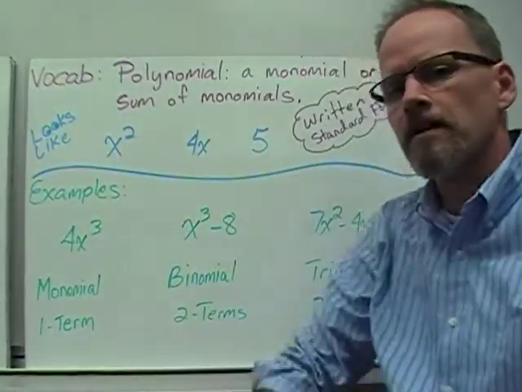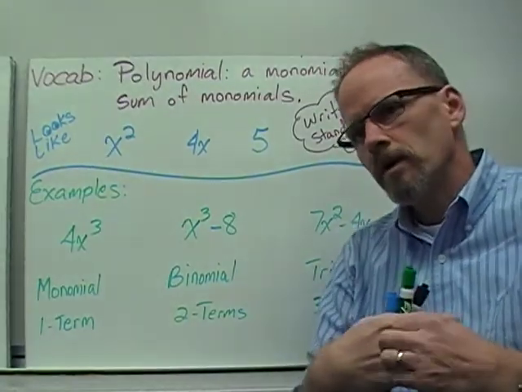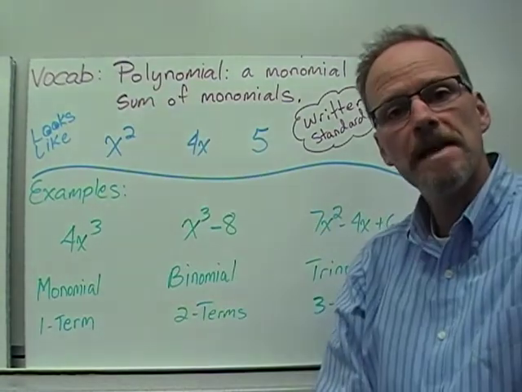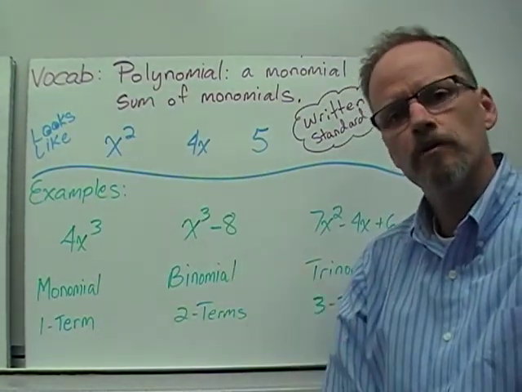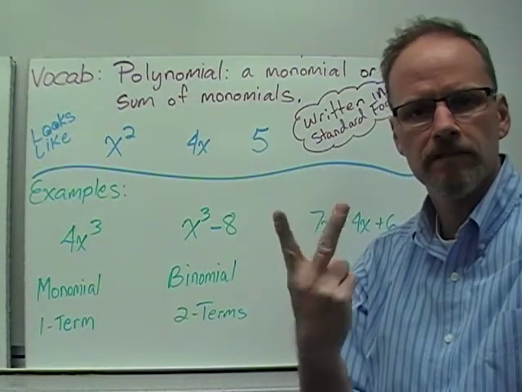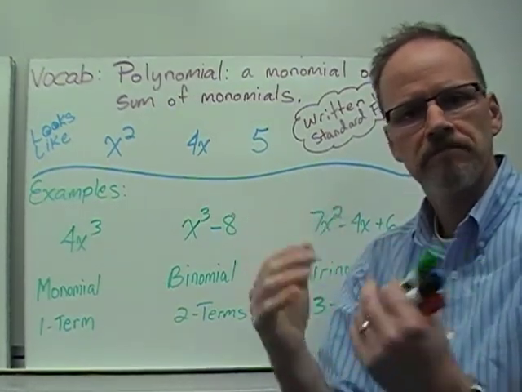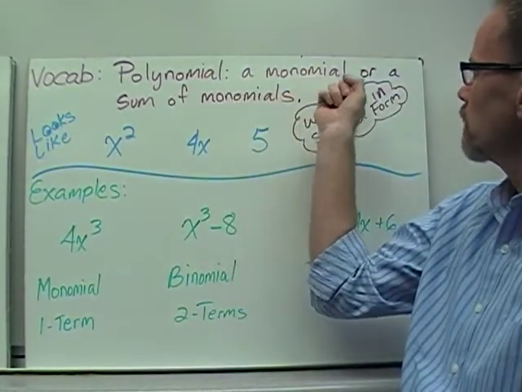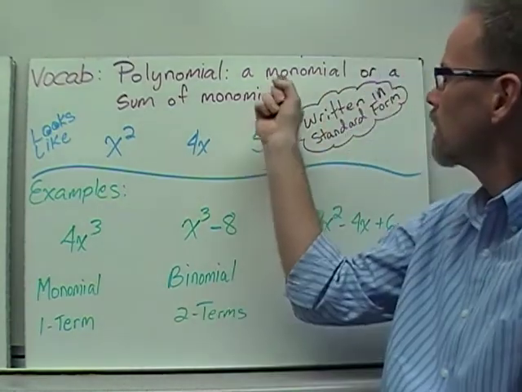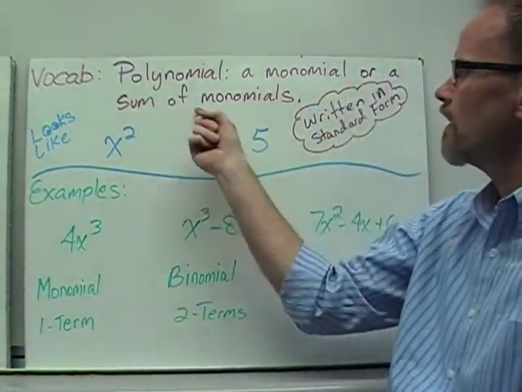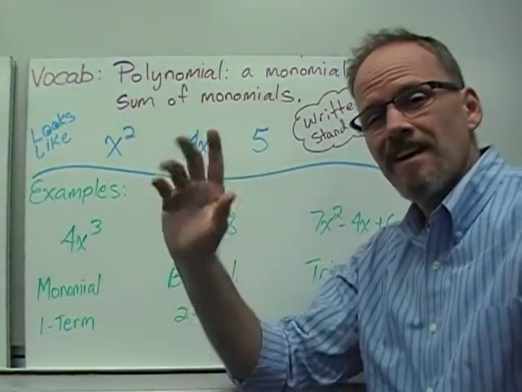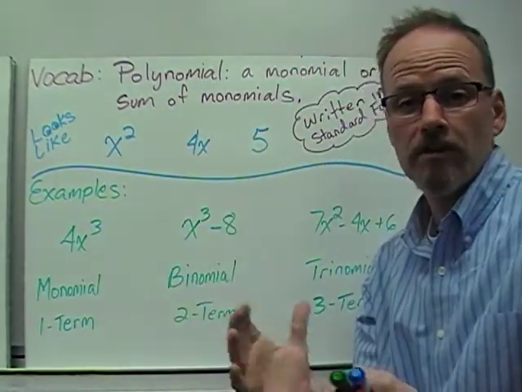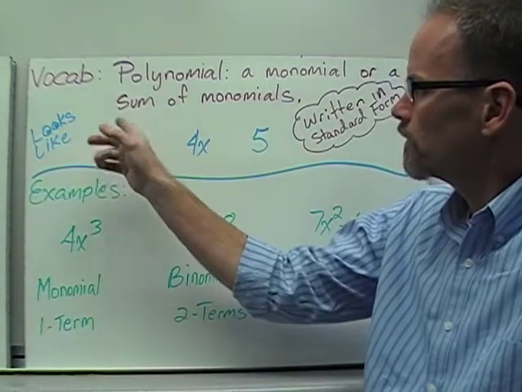Okay, now we're going to start talking about a polynomial. The vocabulary here, the word polynomial, poly meaning many, and if you remember the monomial was one term, well poly is going to be obviously many, so 2, 3, 4, however many we're going to have. A polynomial is a monomial, so it can be one term, or a sum of monomials. So that means I could have a term here, term here, term here, and I could add them all up, and that's also a polynomial. But so what is it really going to look like?